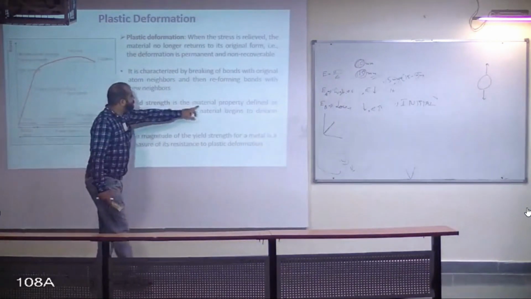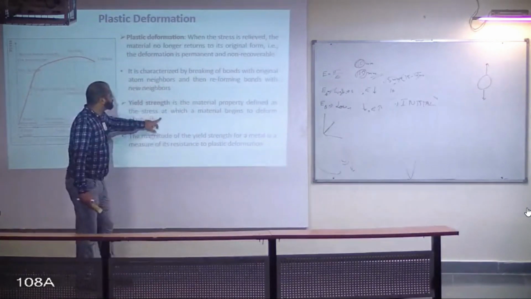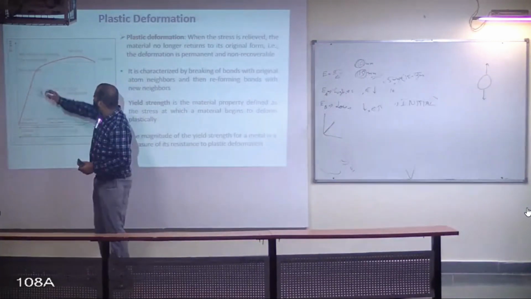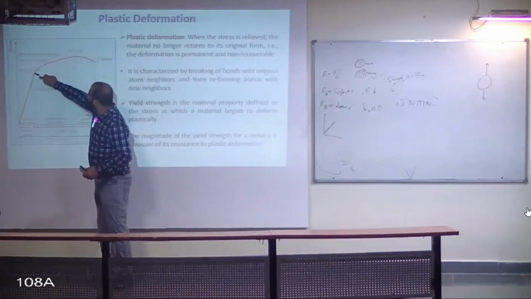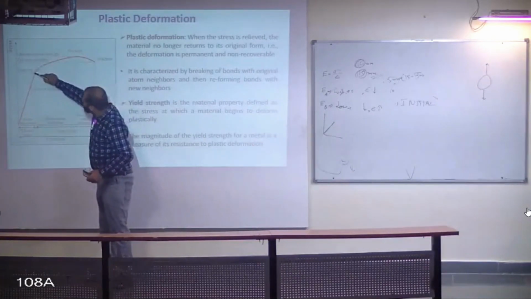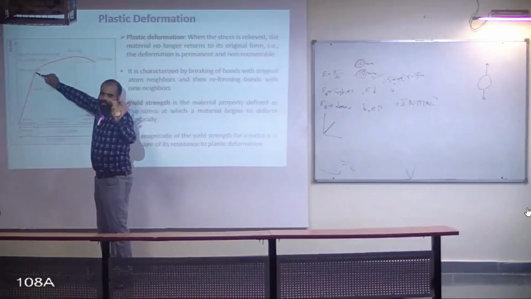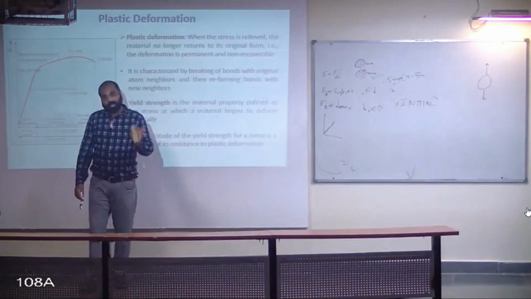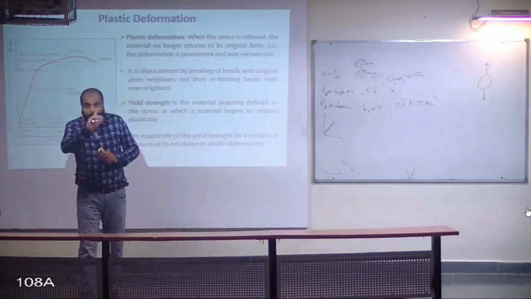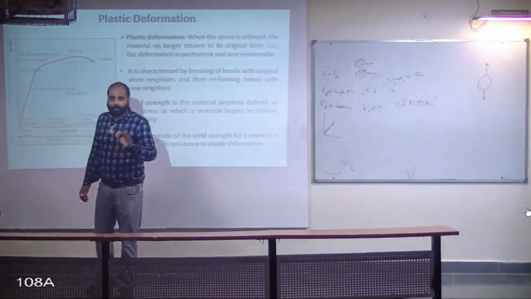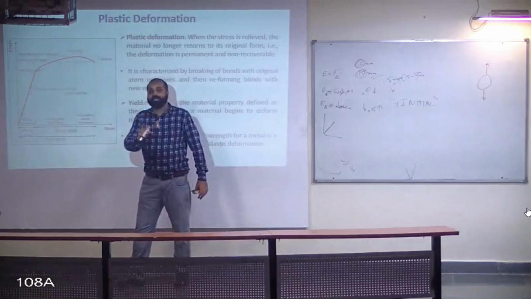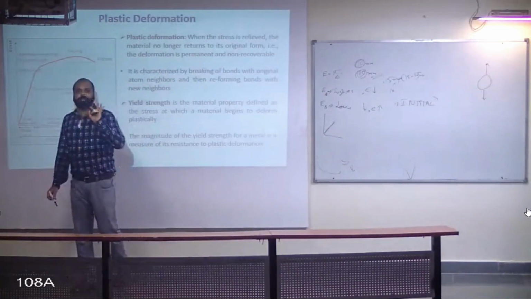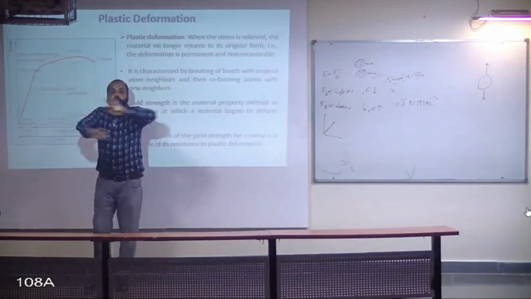Yield strength is the material property defined as the stress at which a material begins to deform plastically. उस point पे, at this point, the material will start to deform plastically. इस point के बाद अब elastic deformation नहीं होगा, अब plastic deformation होगा. इस point के बाद खेला होबे, अब plastic deformation होगा, अब elastic deformation नहीं होगा.